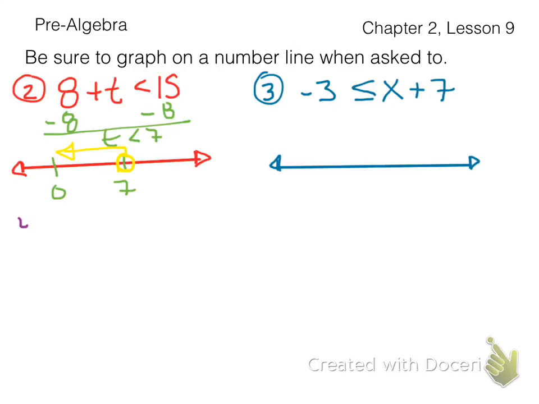All right, next question. We have negative 3 is less than or equal to x minus 7, so we're going to minus 7 on both sides, minus 7 on both sides, add the opposite.